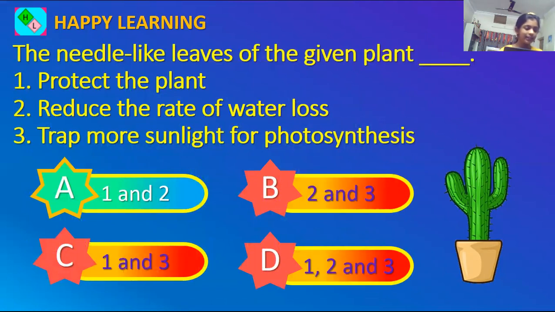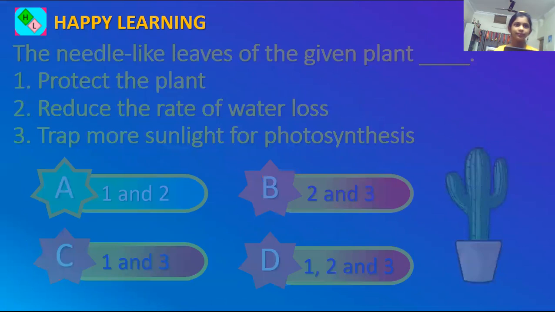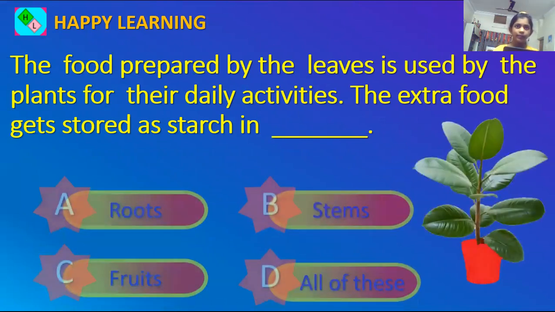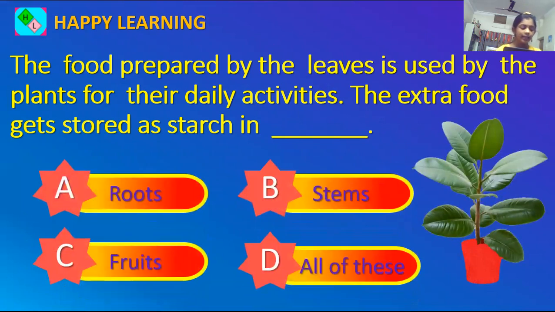Yes, it is correct. Now let us move on to the next question: the food prepared by the leaves is used by the plants for their daily activities. The extra food gets stored as starch in. The options are A, roots; B, stems; C, fruits; and D, all of these. Let us see the explanation of this question.